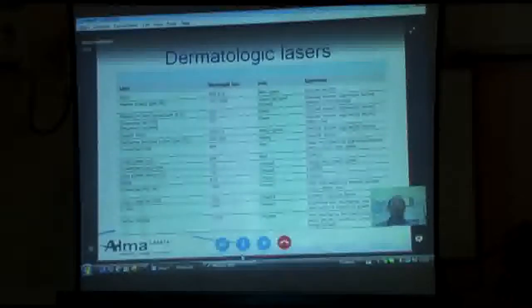Of course, each one of you should be aware of the different mechanism of each laser and its specific parameters that are designed to treat the different indications you encounter in your daily activities in your office.